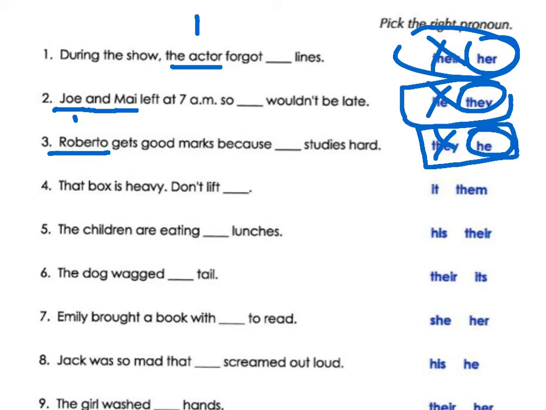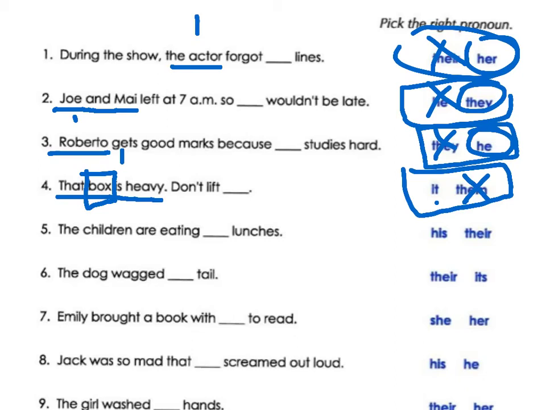Number 4 is an example of a pronoun matching a pronoun antecedent in the previous sentence. You've got, in the first part, that box is heavy. So we're talking about a box, that's the noun. It's a singular noun. It's not male or female, it's a box. And then we go into the next sentence, don't lift blank. So given the choices, we've got a singular choice, it, and a plural pronoun, them. Since it is not a plural pronoun antecedent, we have to go with it. That box is heavy, don't lift it. If it was those boxes are heavy, then it might be don't lift them.